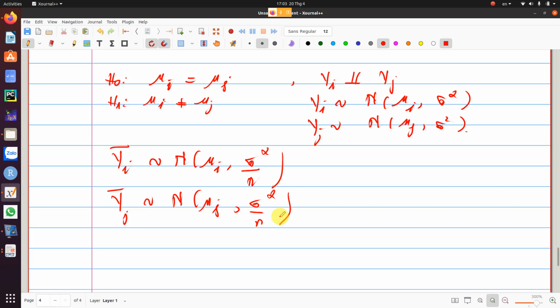So the target is to make the comparison between mu i and mu j. We consider the estimate of mu i minus mu j to be y i bar minus y j bar. It follows a normal distribution with the mean, maybe I should write it down.